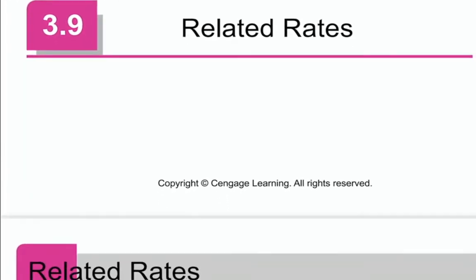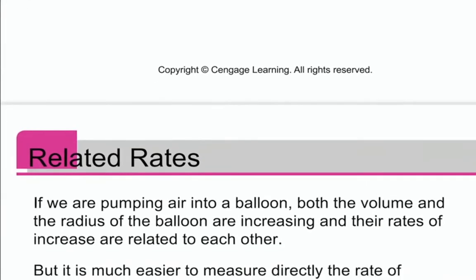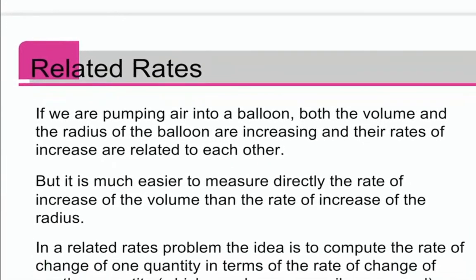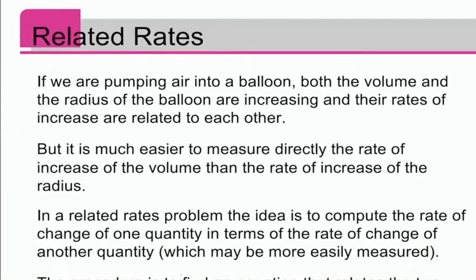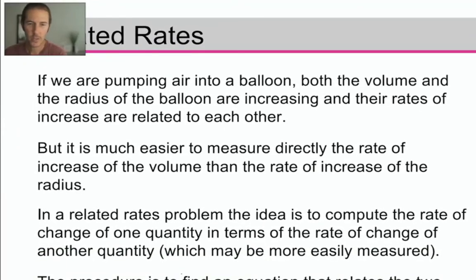Related rates is very much as it sounds. We're going to work with some very specific equations that will help us relate the rate of change of one measurement to the rate of change of another measurement. For example, in this analogy, we're pumping air into a balloon, and as the air goes into the balloon, both the volume and the radius of the balloon are increasing. However, their rates of increase are different, but they're related to each other.